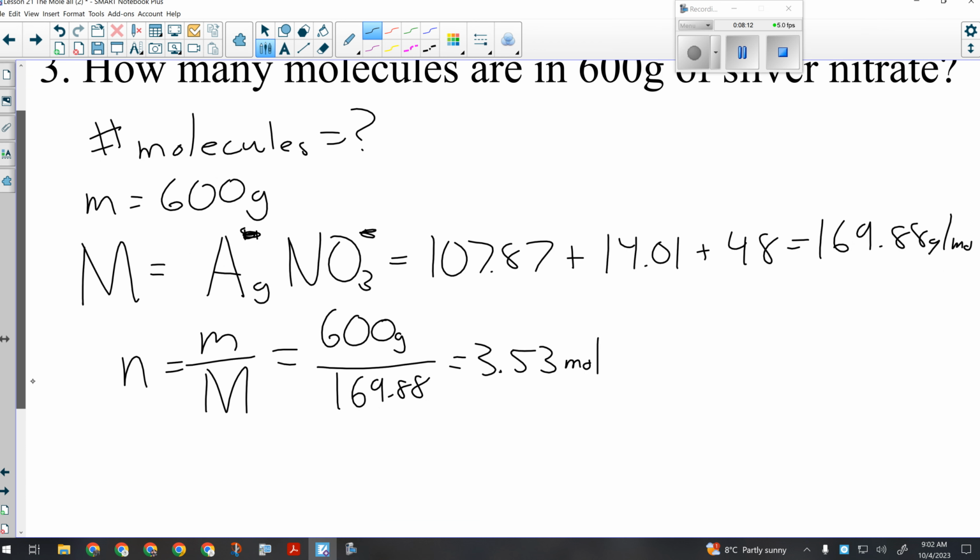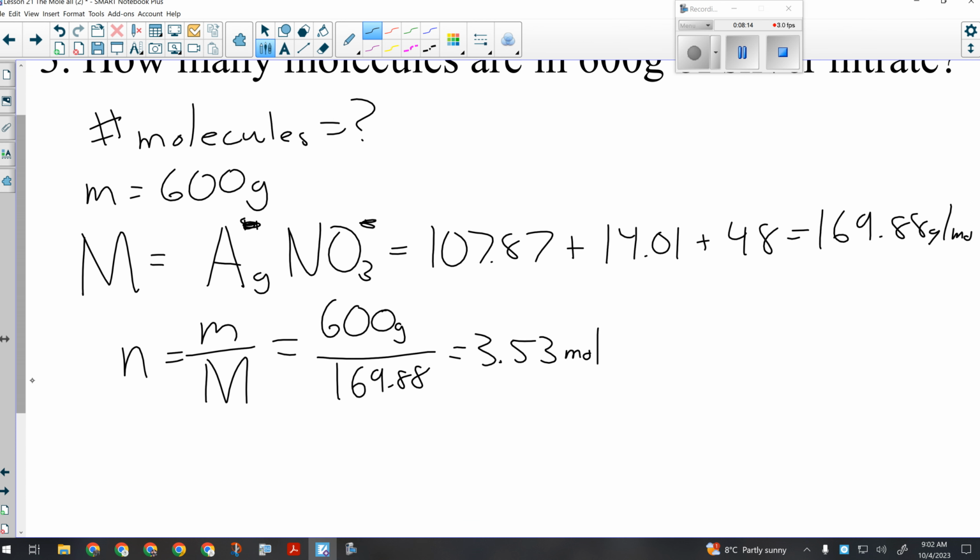Now what do I do? I'm looking for a number of molecules. Multiply by Avogadro's number. Remember, this is how many moles I have, and this is how many molecules are in 1 mole. So if I multiply the number of moles I have by the number of molecules in a mole, I get the number of molecules. Are you okay with that? Same as the calculation we did when I told you I have 2 dozen donuts. How many donuts do I have? 2 times 12. Now we're going 2 times 6.02 times 10 to the 23.